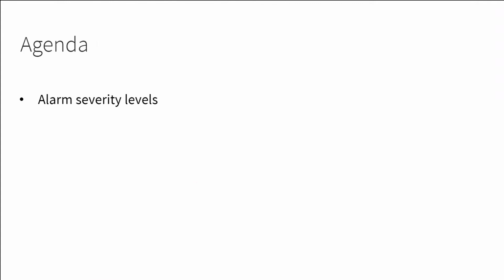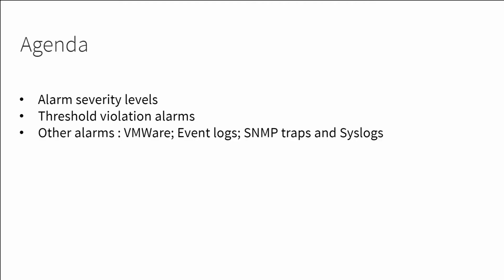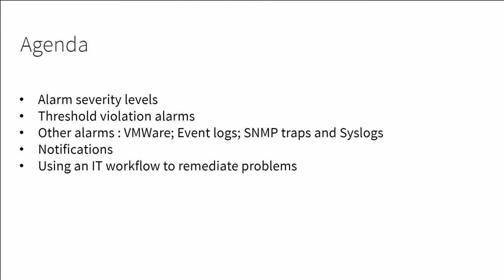So let's see what we have to discuss about effective fault management and IT automation today. We're going to learn about the alarm severity levels available in OpManager and threshold violation alarms, how to configure thresholds on performance metrics, and other alarms like VMware events, event logs, SNMP traps, and syslogs. And how do we notify the triggered alarm in OpManager by email or SMS? And how do we use IT workflow automation to remediate problems? And finally, I'll be sharing some tips and tricks related to fault management, and questions.